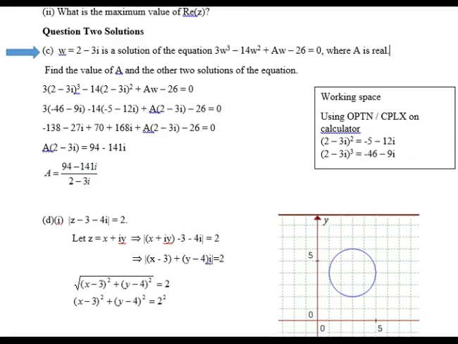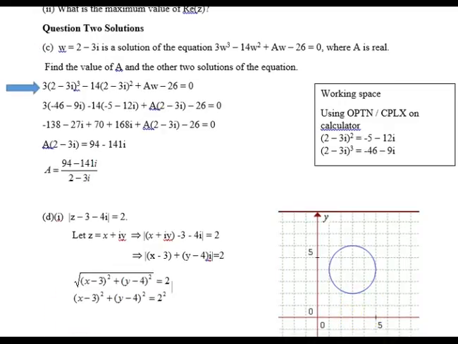As with all questions in maths, there are going to be different ways of answering the question. In the model answers from NZQA, they've used what's called the conjugate root theorem. I've chosen it in a different way. If I know that 2 minus 3i is a solution, then I can substitute that in place of w, and it should come out as a correct equation. So in place of w in the question, I'm putting 2 minus 3i.